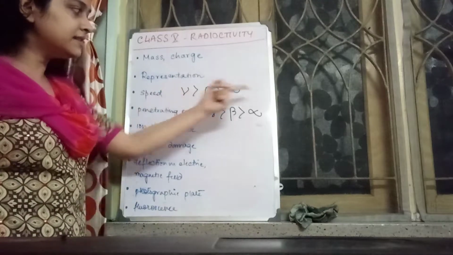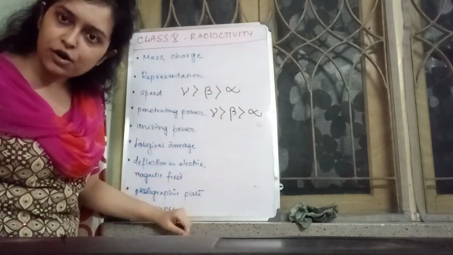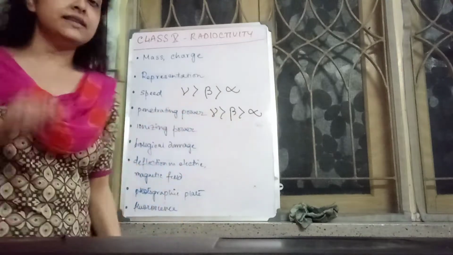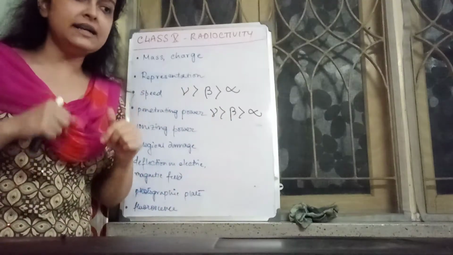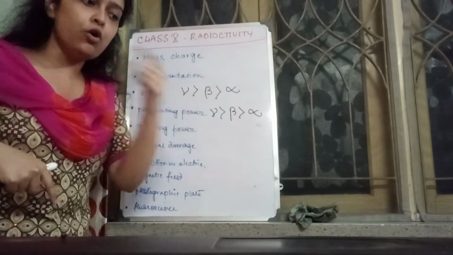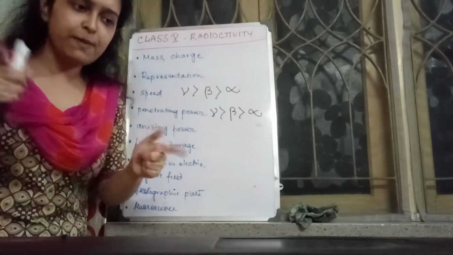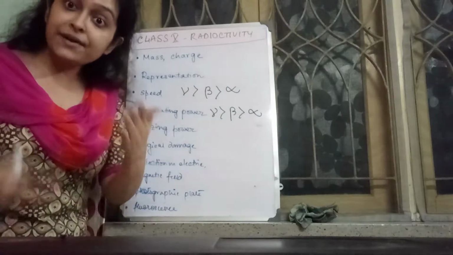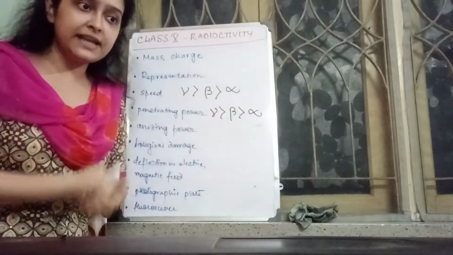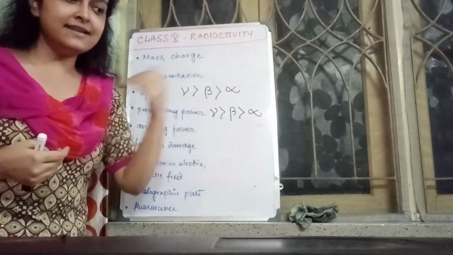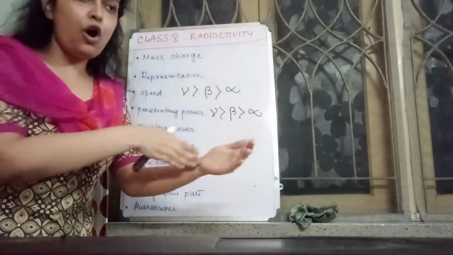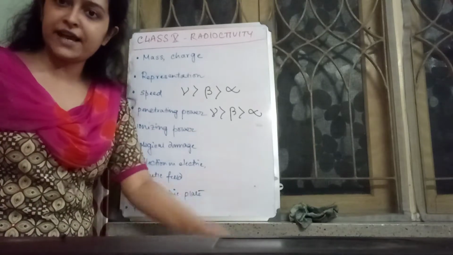Just because speed is in this order, penetrating power will be in this order. Since this is the order of penetrating power, which particle can cause more biological damage, which particle can penetrate through your skin more? Gamma. Gamma radiations are used in radiotherapy, treating cancer patients, because they can penetrate longer distances in human skin and flesh.